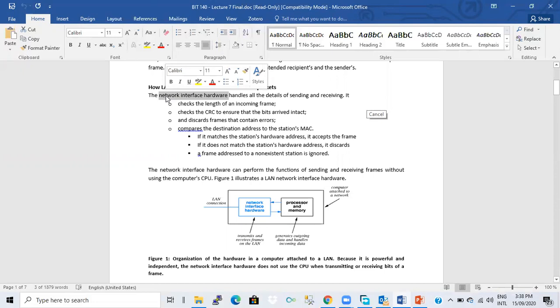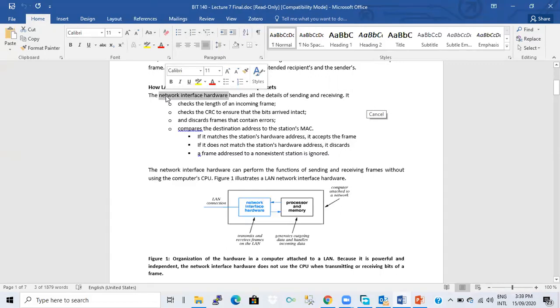It checks the length of an incoming frame. It checks the CRC to ensure that the bits that are arriving are intact. If you remember, CRC is used for error detection and correction. We looked at this, I think, in handout 5. It also deals with discarding frames that contain errors. So if the CRC is performed and you find that there's an error, the network interface hardware would discard or drop the frames that are coming through. It also compares the destination hardware address to a station's MAC address.